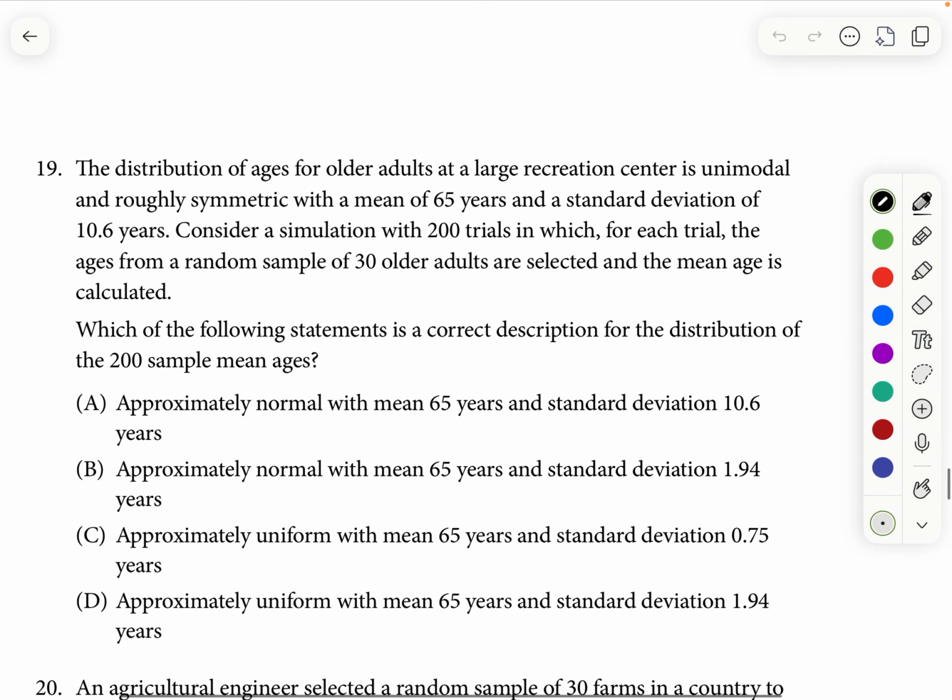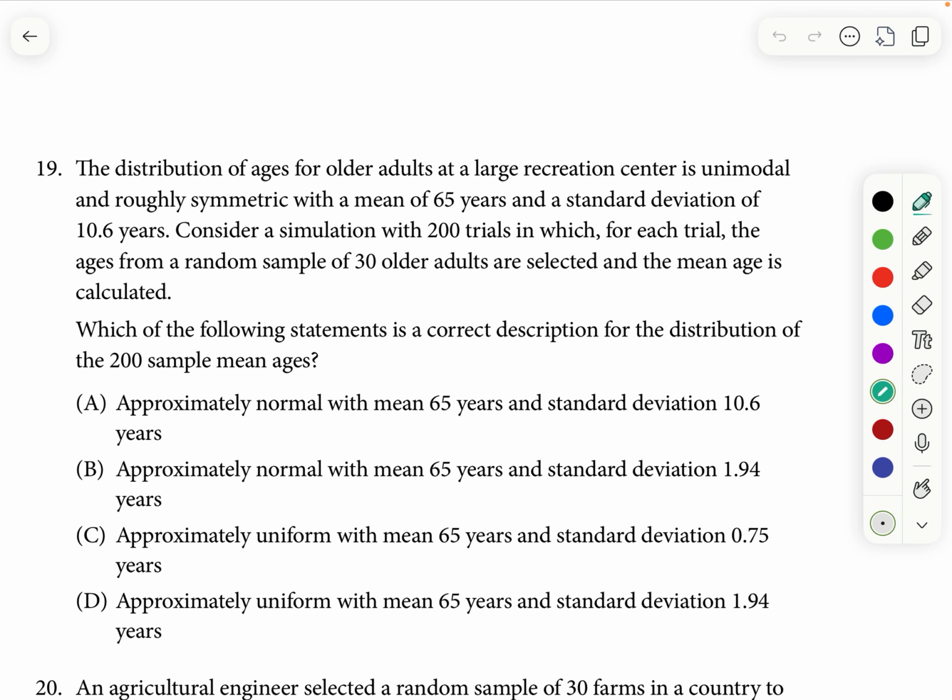Okay, this question says, the distribution of ages for older adults at a large recreation center is unimodal and roughly symmetric, with a mean of 65 years and a standard deviation of 10.6 years. Consider a simulation with 200 trials in which, for each trial, the ages from a random sample of 30 older adults are selected and the mean age is calculated. Which of the following statements is a correct description for the distribution of the 200 sample mean ages?